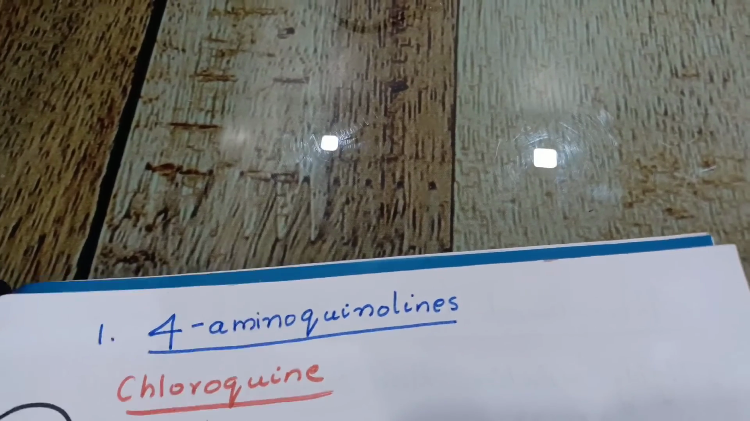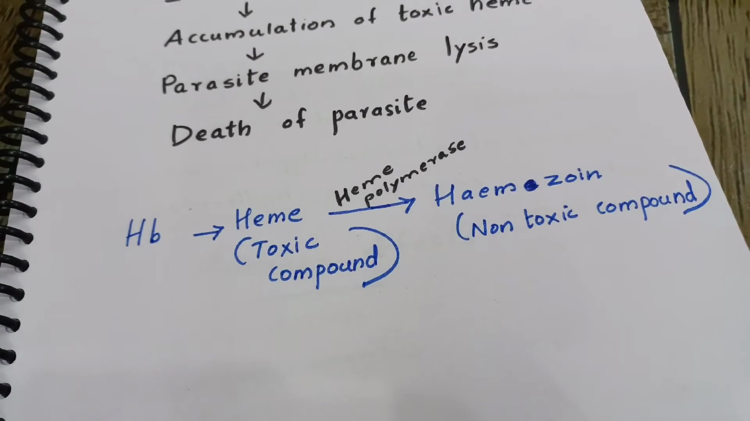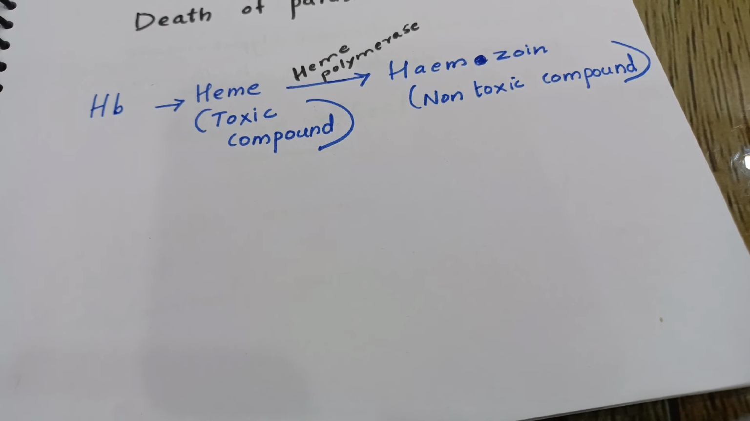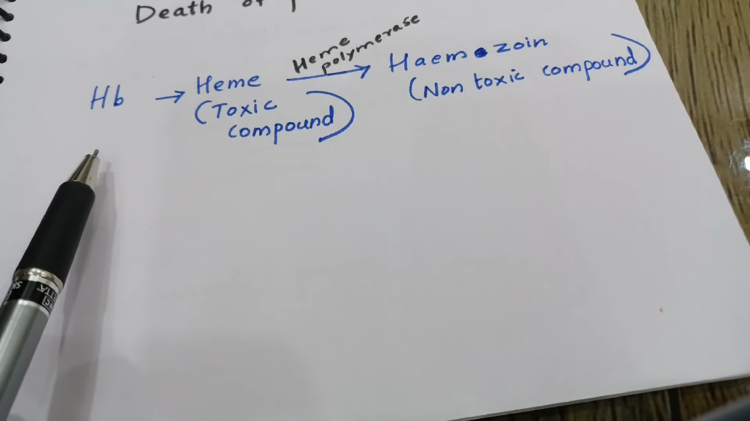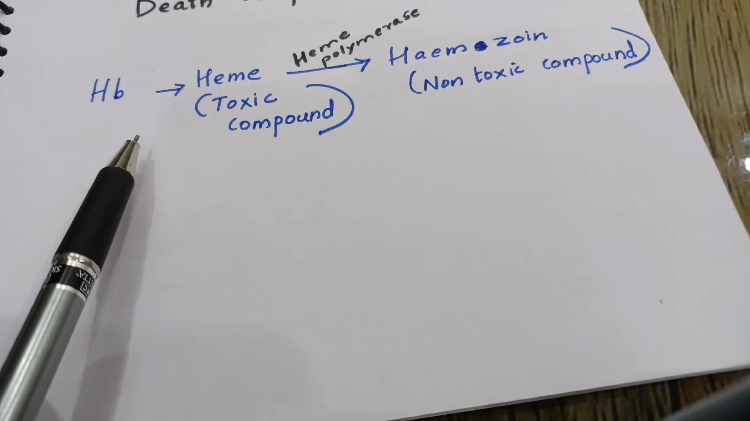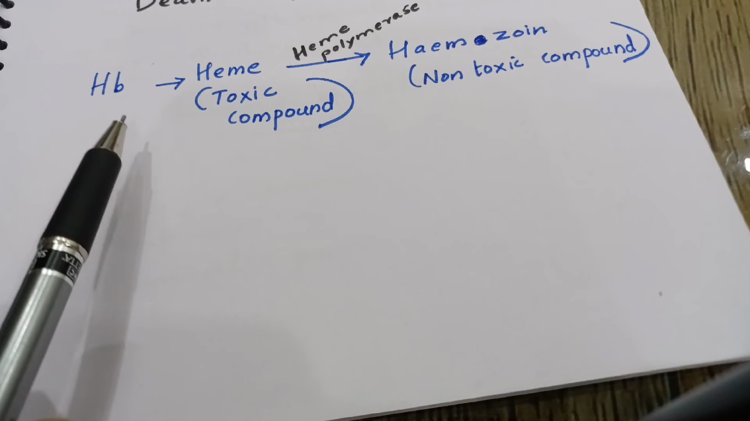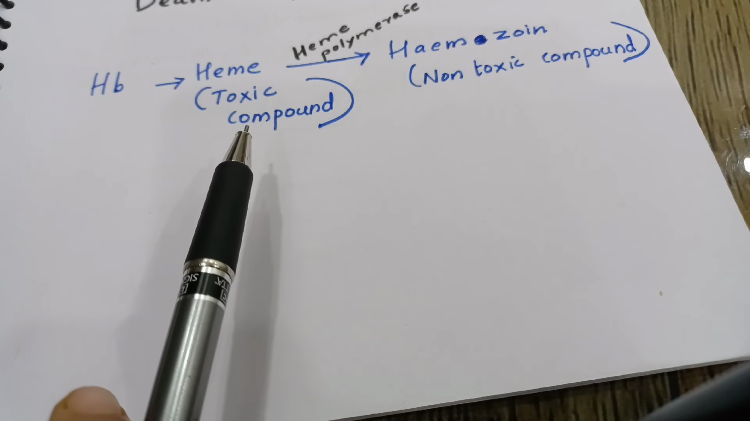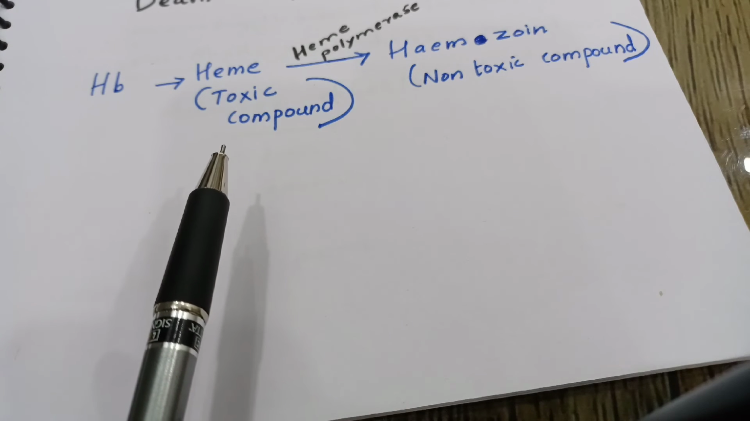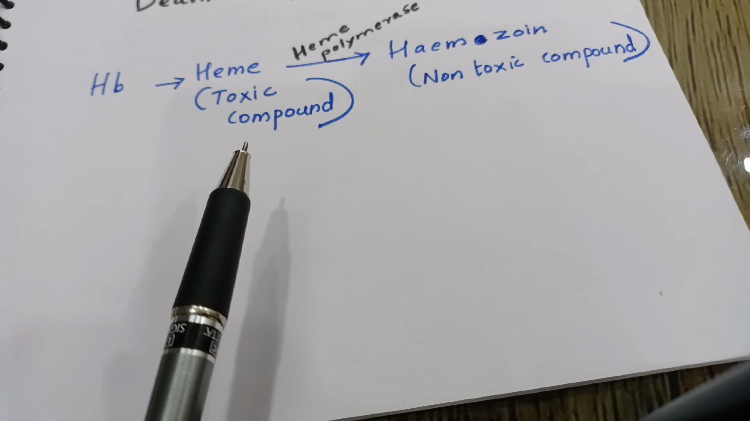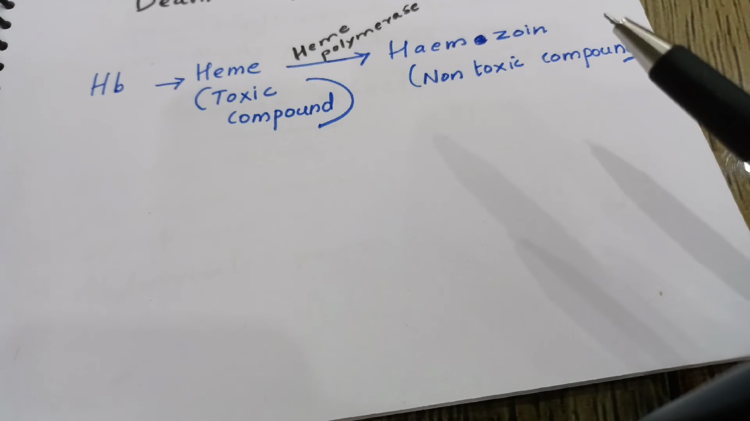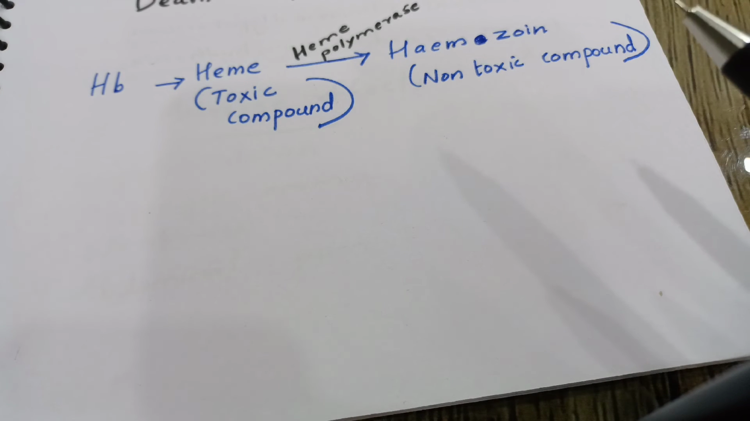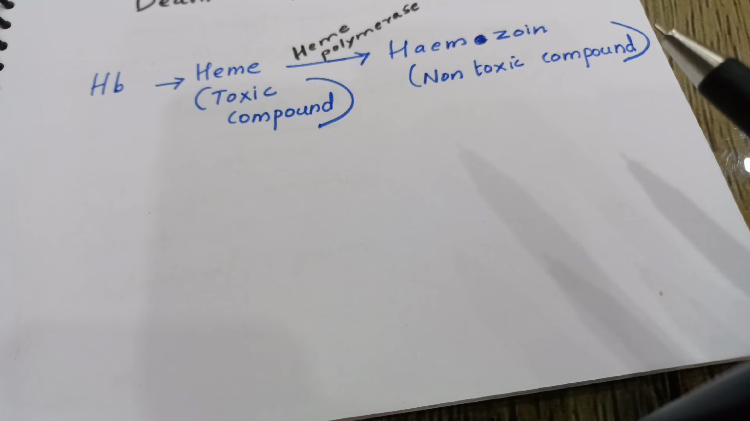How does a malarial parasite survive in the host RBC? Hemoglobin upon digestion yields amino acids that are utilized by the parasite for its survival. And the other byproduct of hemoglobin is heme, which is a toxic compound. Presence of free heme is fatal to the parasite. Hence, the free heme undergoes polymerization by heme polymerase to form hemozoin, which is a non-toxic compound. So now the survival of the parasite is very easy since there is no toxic compound which poses a risk to survival.